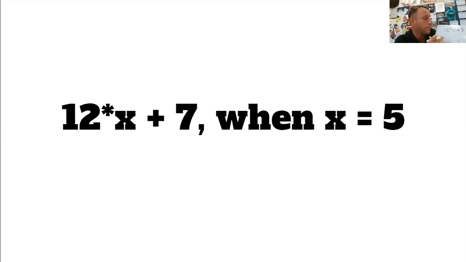This is where I need to use PEMDAS. I got to do multiplication first. 12 times 5. I know that one. That one's pretty good to memorize. You get 60. 60 plus 7. So now I can solve a simple addition, which you learned many years ago, and I get 67. So that's my answer. Circle it. And that is what this equals when x equals 5.